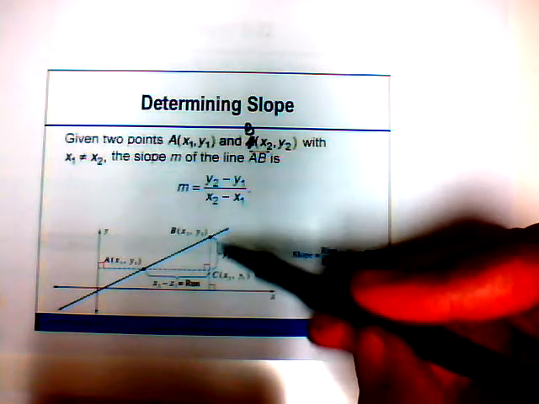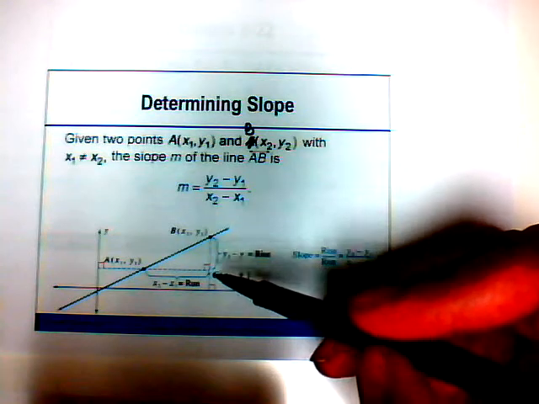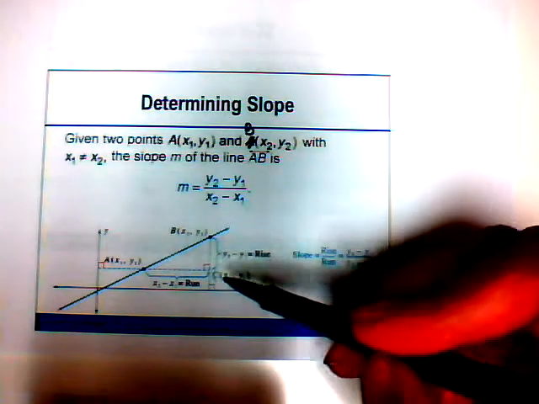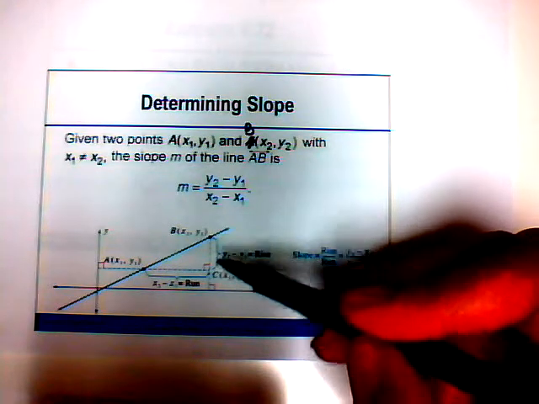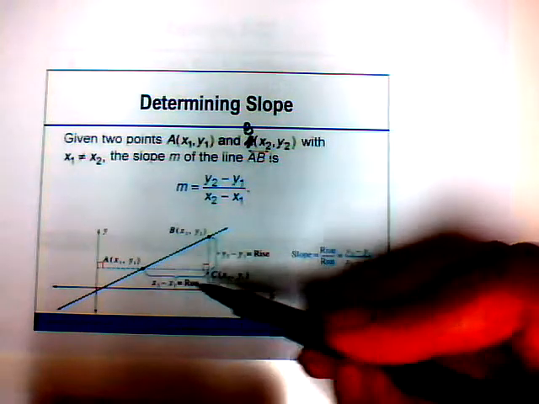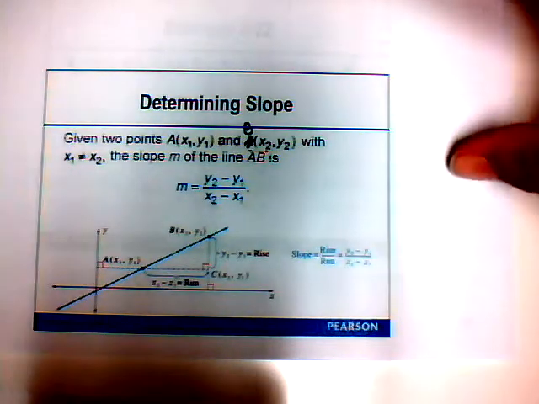Okay, the y2 minus y1 is considered to be the rise or the change in y. x2 minus x1, that's the run. That's the change in x. So it's always a change in y divided by the change in x, which is called the rise divided by the run.